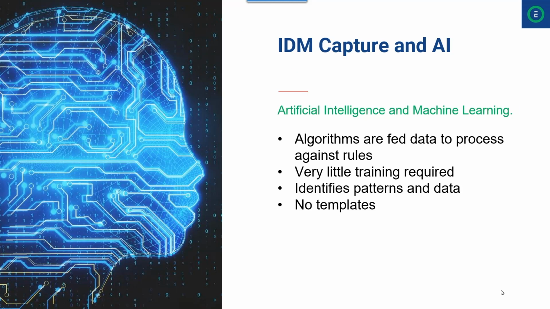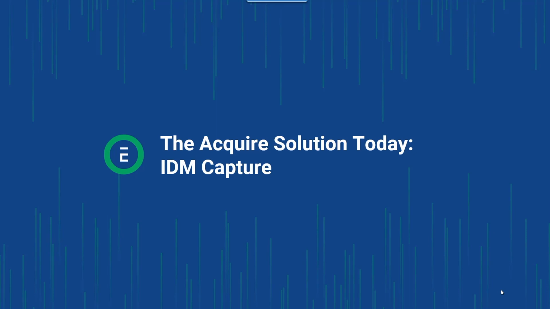We are taking advantage of AI through supervised machine learning. Algorithms are given data and asked to process it without predetermined rules. Very little user input or training is required, and it's based on the idea that systems can learn from data, identify patterns, and make decisions with very little human intervention. Now let's talk about how Infor is using this technology.